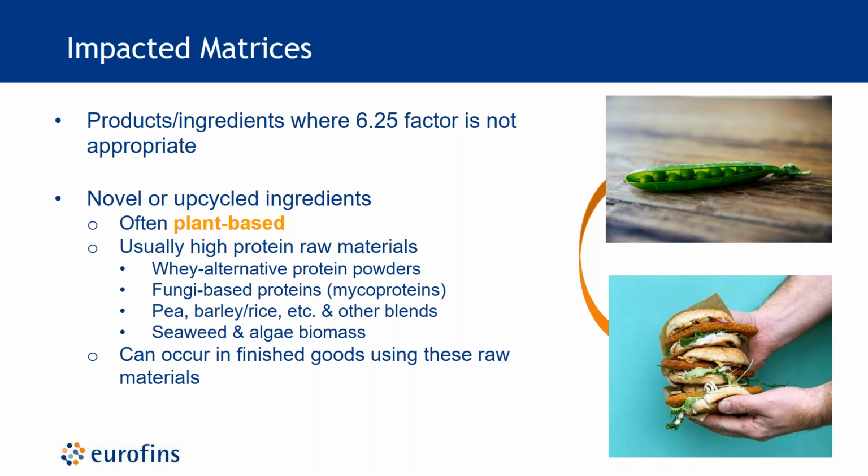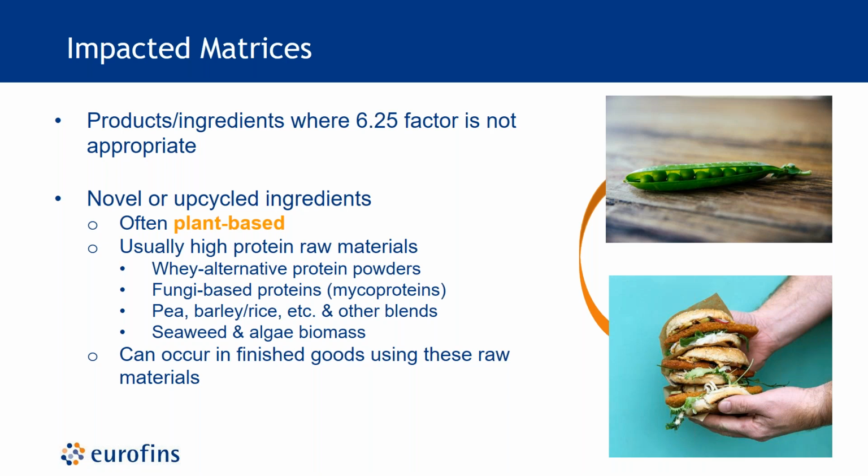So what matrices are experiencing this mass balance discrepancy? In general, it's products and ingredients where, ta-da, the 6.25 factor isn't appropriate. What types of products are those? It is the topic of this webinar. Those novel and upcycled ingredients. And I want to say that they are often, probably 99% of the time, the plant-based ingredients.